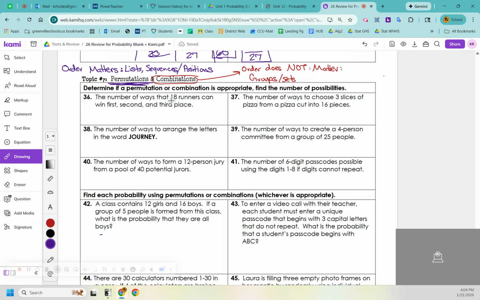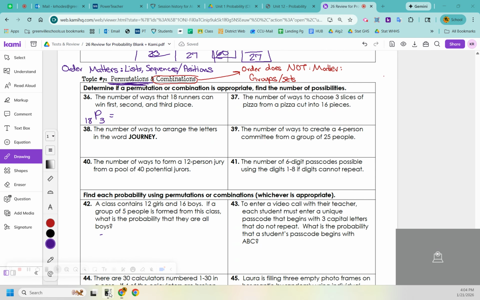So the number of ways 18 runners can win first, second, and third, those are positions. So that has to be a permutation. They care if you give them first when they came in third. So out of the 18 runners, we're picking 3 of them.